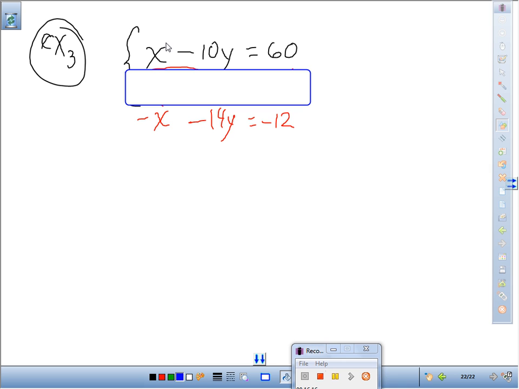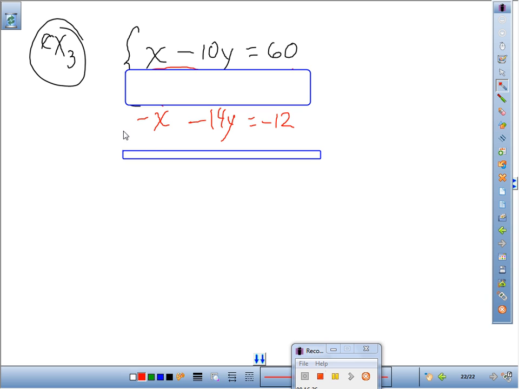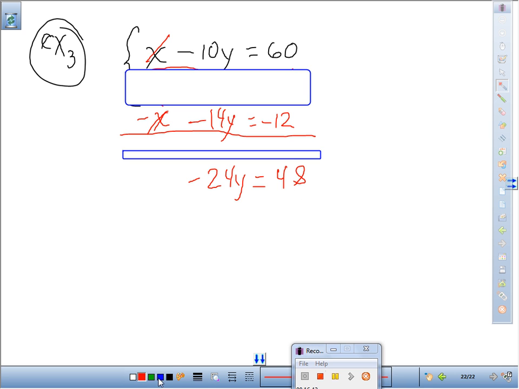However, look at these two. Can we eliminate a variable now? Yes, because they're both in standard form. So now I'm going to eliminate the x's. Is that correct? These cancel. What do we have left? Negative 10y and negative 14y becomes negative 24y equals, what is 60 minus 12? 48. And solve for the remaining.